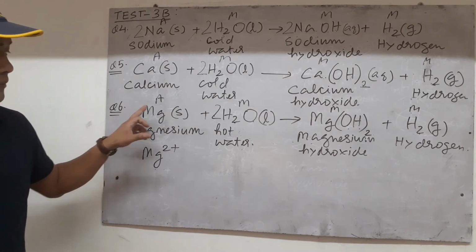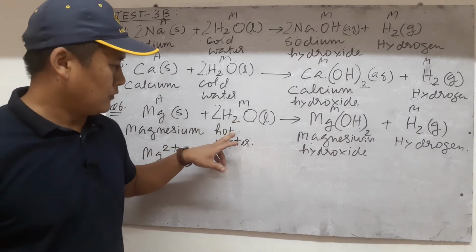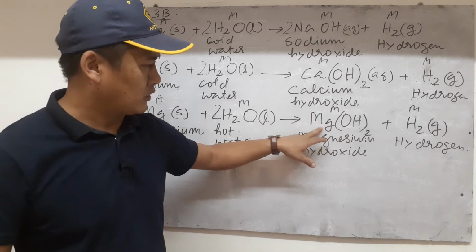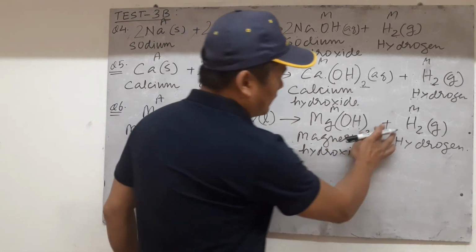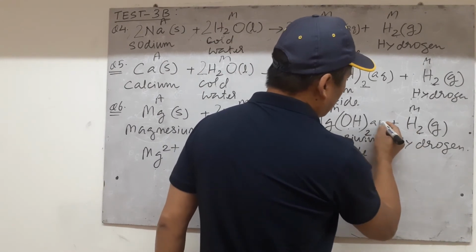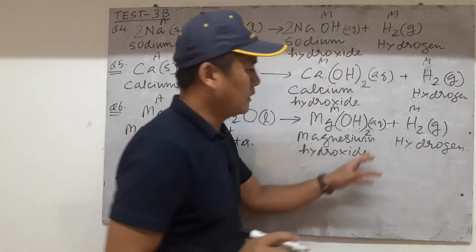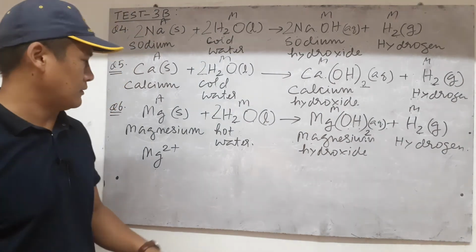Let us read it. 1 atom of magnesium reacts with 2 molecules of hot water to give you 1 molecule, no number means 1 in front, of magnesium hydroxide in the aqueous form, if it's mentioned on the question paper, aqueous form, and 1 molecule of hydrogen, balanced.